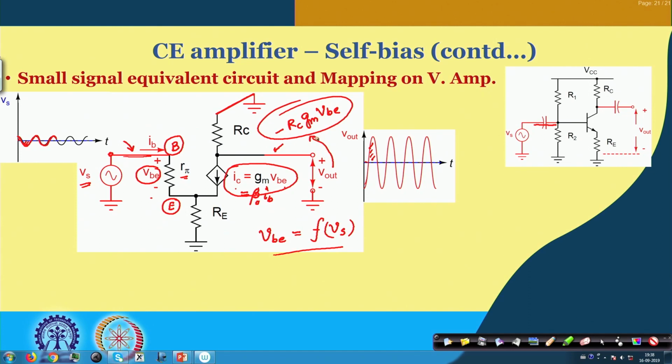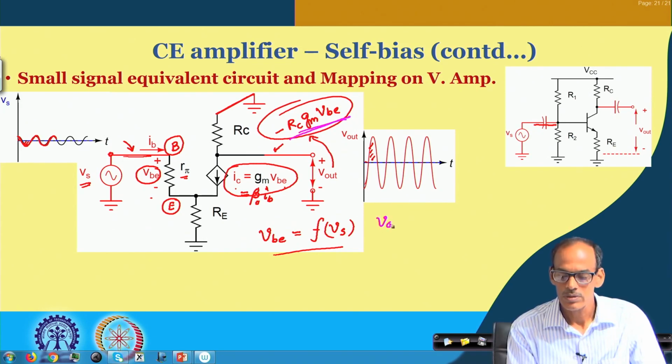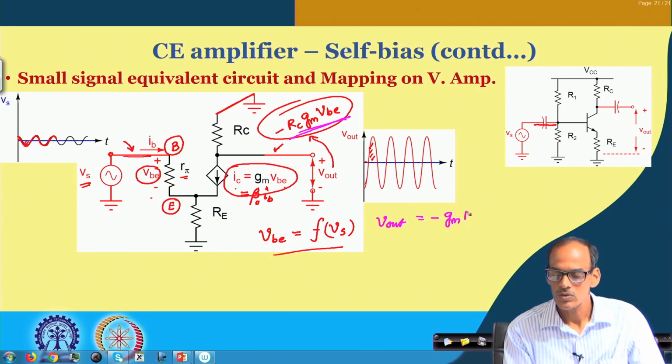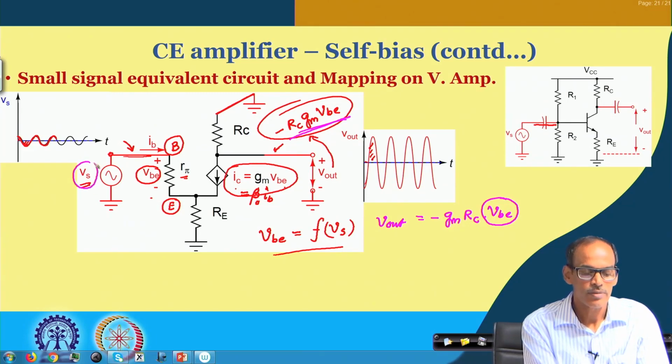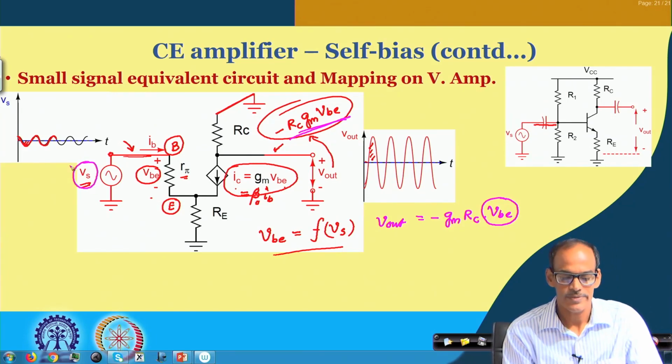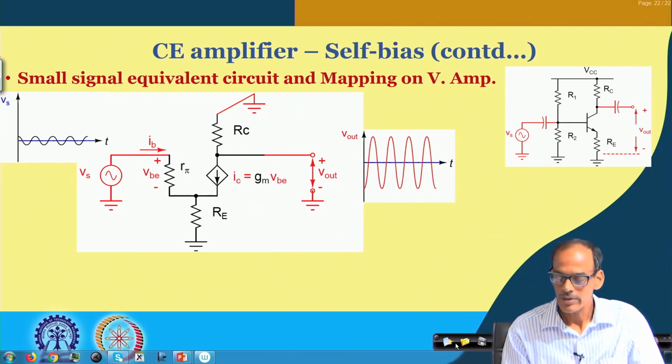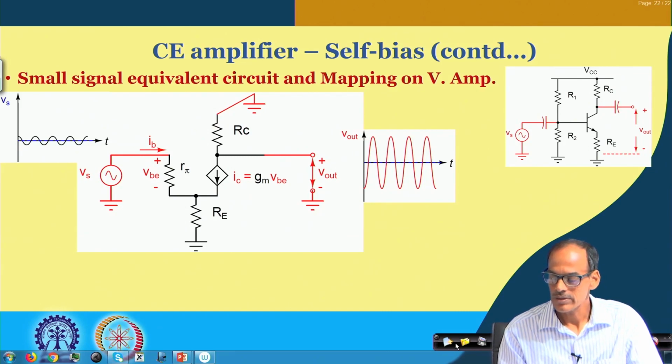So, the output voltage, as I said, it is this one. V out equals minus g_m into R_C into V_BE. Now, this V_BE, of course, is a function of V_s, but we need to find the exact expression of that. So, let me erase whatever scribbling I have done and start afresh again.